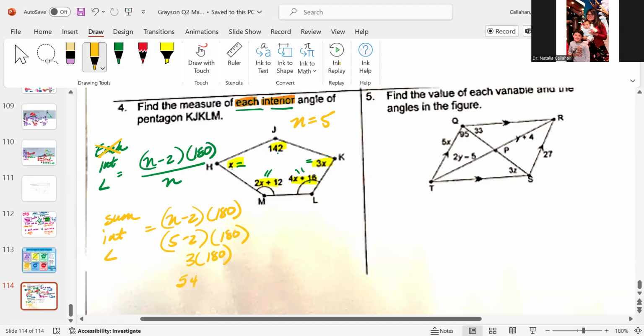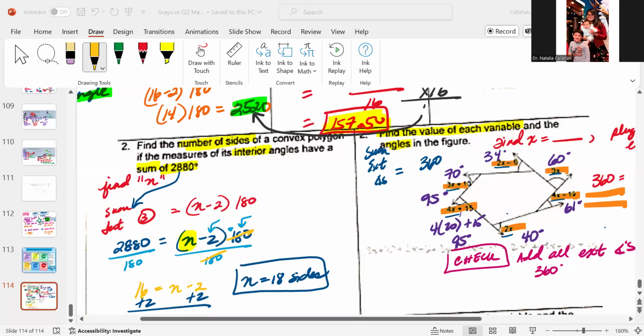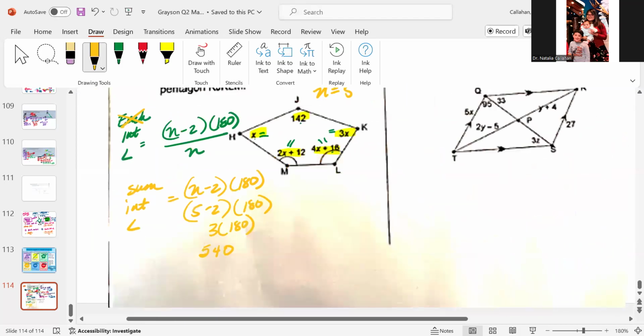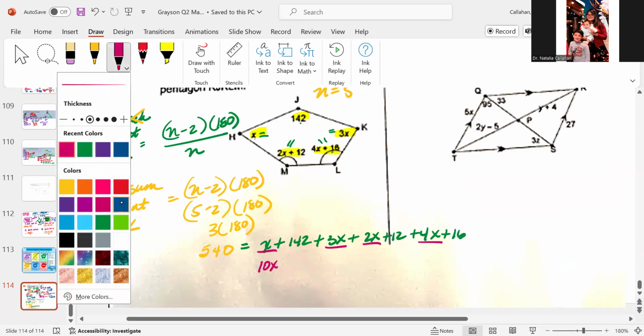What's your answer? Multiply it. So then I put in 540 with all of those, right, because those are all the angles they give you, which is a sum. So then let's go ahead and combine them: x plus 3x plus 2x plus 4x, right? And then you're going to combine all the numbers.